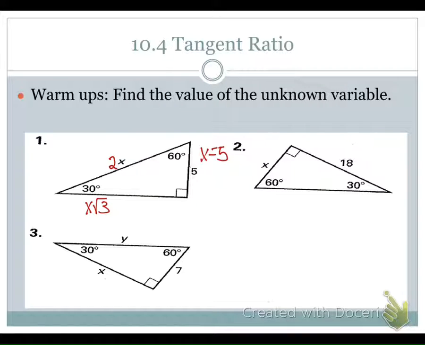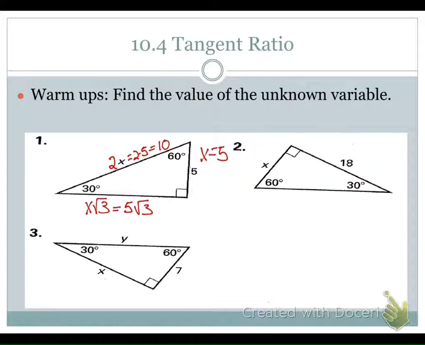So now that we have our x, I'm able to solve that by substituting in. So my value of x was 5. So this becomes 5 square root of 3. Hold on. Now we have 2x, which is going to be 2 times 5, which is 10. On our next one, which side length do we have if we have 18? Which one does that correspond to on this one?